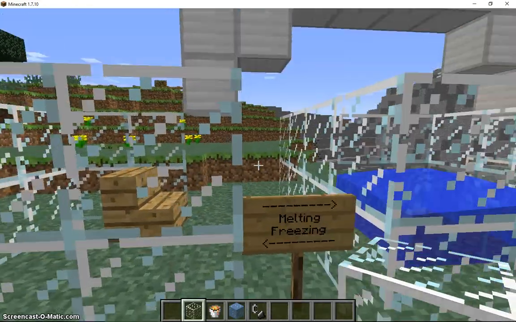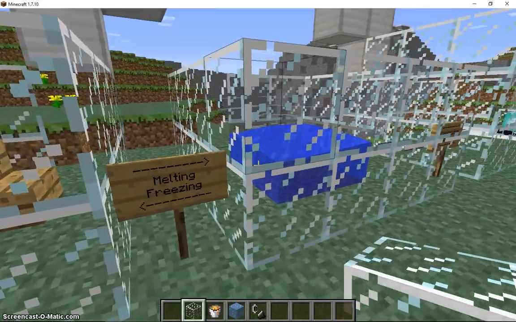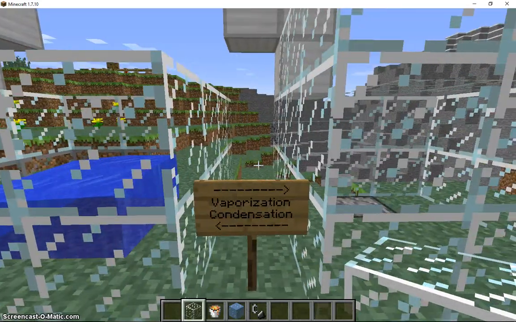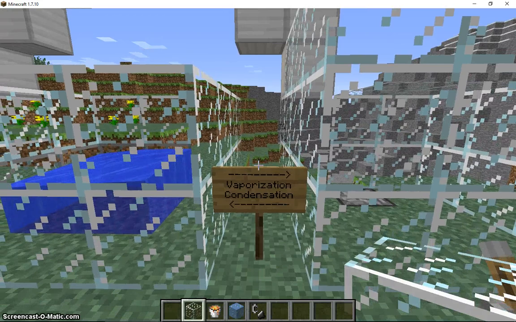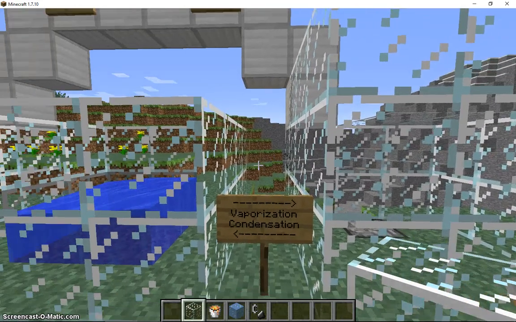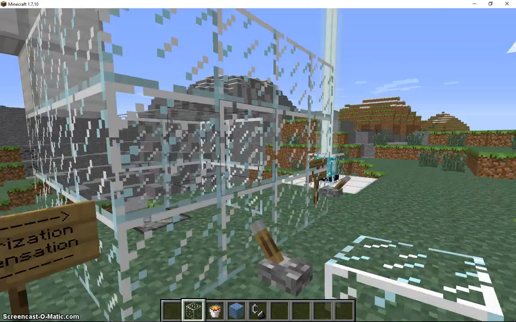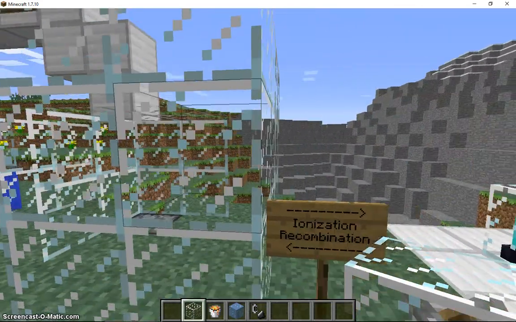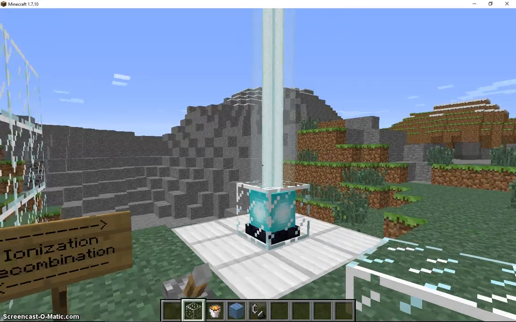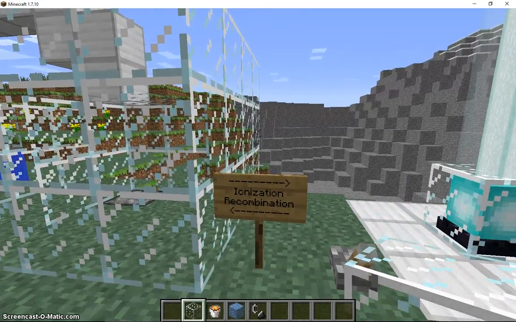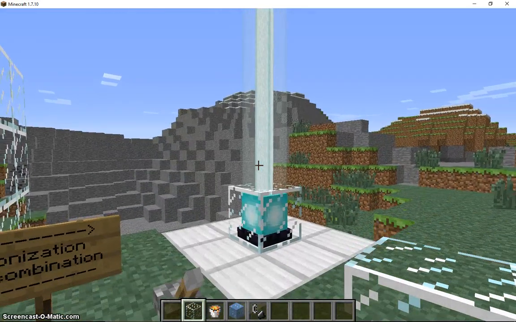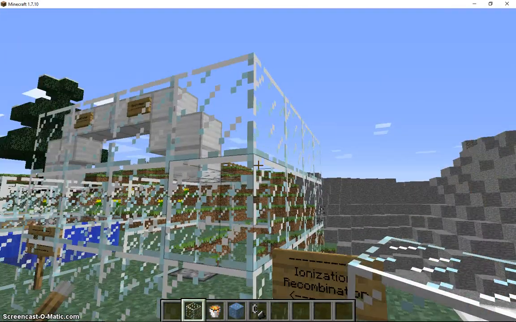So, from a solid to a liquid, we call that melting. From a liquid to a solid, we call that freezing. From liquids to gas, we call vaporization. You might also use the term evaporation. It's the same idea. And going from gases to liquids, we call that condensation. Going from a gas to a plasma is called ionization, and going from a plasma back into a gas is called recombination, because the electrons and the atom particles have to recombine to get from the plasma back into the gas.